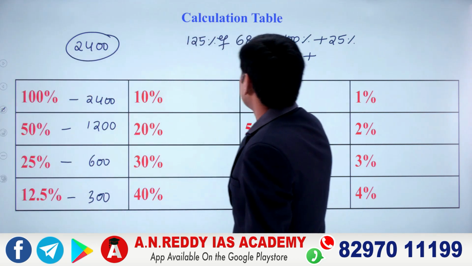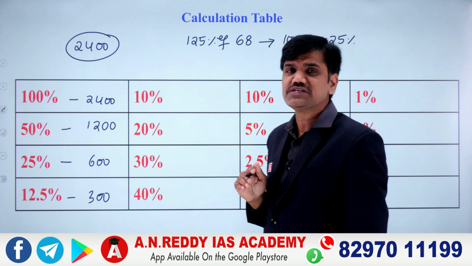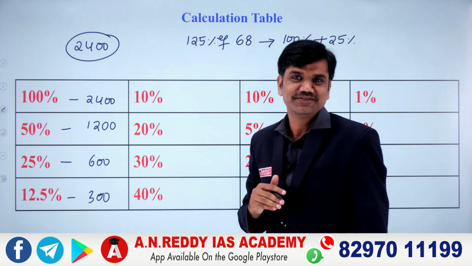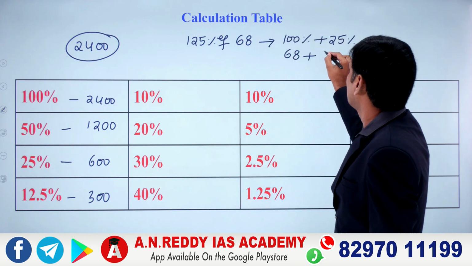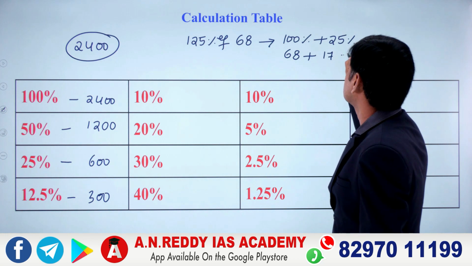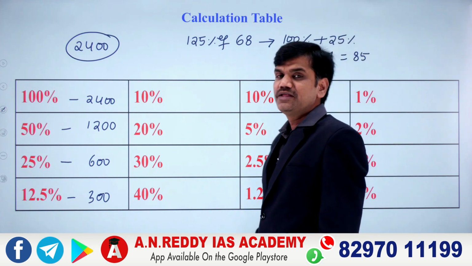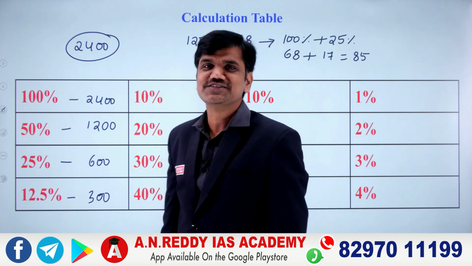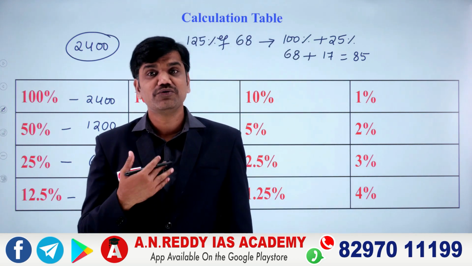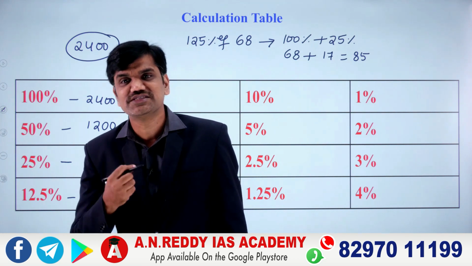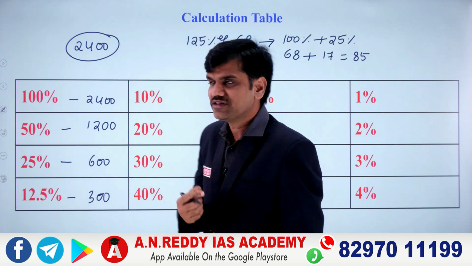So 100% of 68 is 68. 50% of that will be what? 34. 25% will be 17. So if you can take half of 50%, that will give you 25%. Together it is giving you how much? 85. Like that we can easily manage the show. That is how you should think while solving the problems in competitive examinations. Keep this in mind. Let us go further.